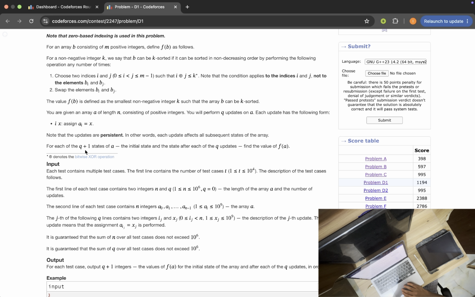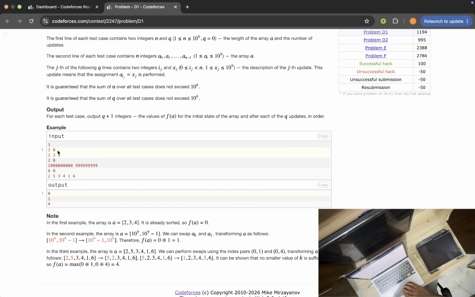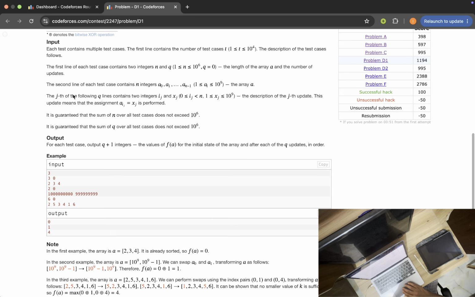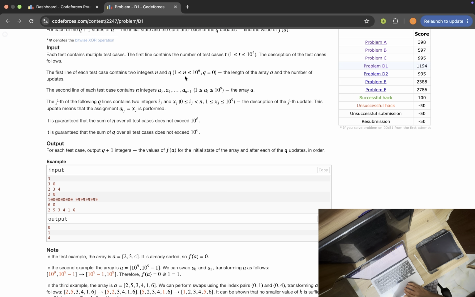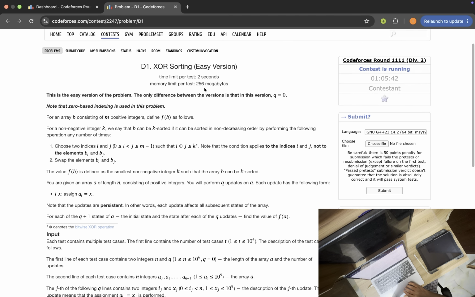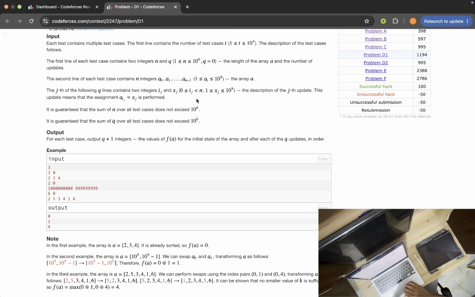For each of the q plus 1 states of A, the initial state and the state after each update, find the value of f(A). The input has n and q, the length of the array and the number of updates. Q equal to 0 in this case, okay, no update.